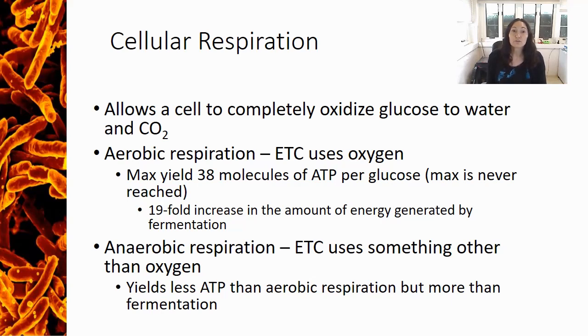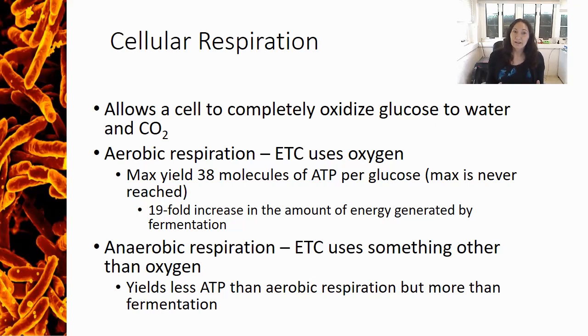In past classes, you've learned about aerobic respiration, which typically will produce between 32 and 38 molecules of ATP. But often you do not learn about anaerobic respiration. In anaerobic respiration, many of the pathways that we've already learned about still occur, except the electron transport chain is going to use something other than oxygen as the terminal electron acceptor. This means that it's not going to produce quite as much ATP as in aerobic respiration. Typically, it's going to produce a little bit less, but it does produce more than fermentation.